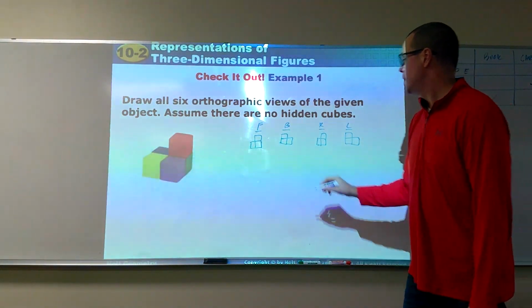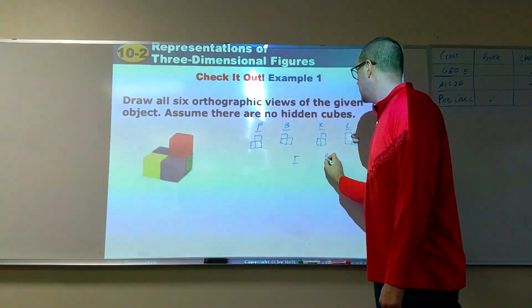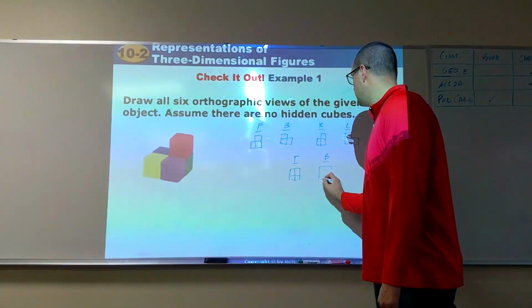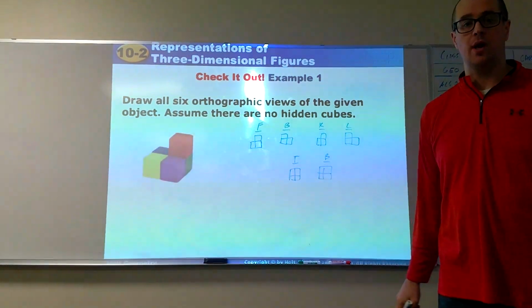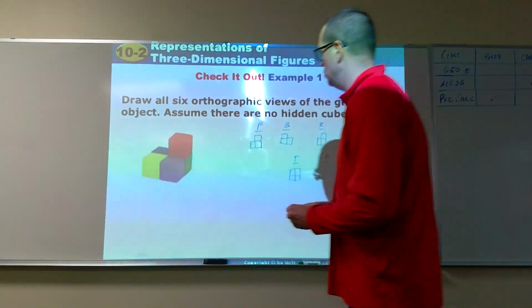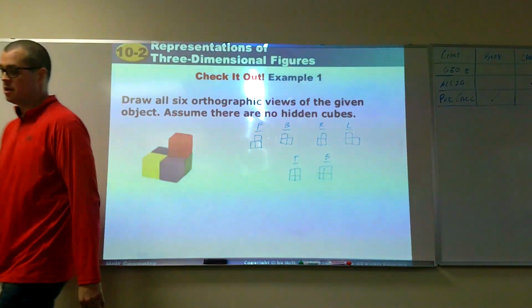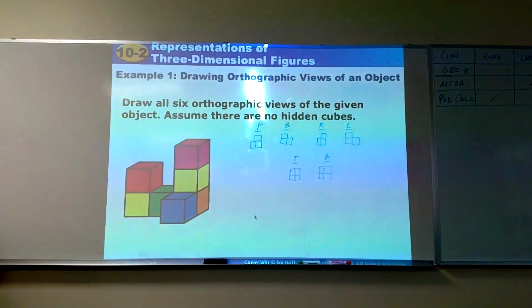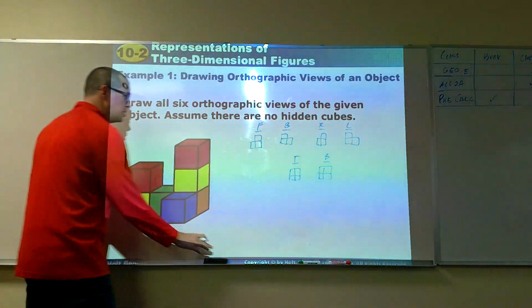Last but not least, we've got top and bottom. So top is going to be that, and bottom is going to be the same exact thing, those squares, okay? So those are going to be our 6 orthographic views. Just draw them in 2D and go from there. All you're going to have to learn from this lesson is to know the different types of drawings. Okay? So let's do that one more time.